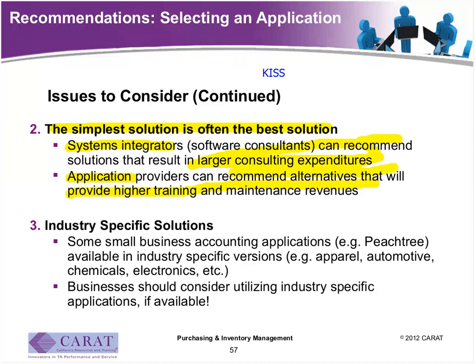The next thing is, and I mentioned this previously, industry-specific solutions. With small business, that's Peachtree, the small business accounting applications. They've got industry-specific versions in apparel, automotive, chemicals, electronics. So anytime you're in one of these industries where there's an industry-specific version available, it always pays to evaluate these. And I've yet to see a case where a customer looked at an industry-specific version and decided to go with a general version instead. It almost always plays out as the best solution. So if they're available, consider using these industry-specific applications.